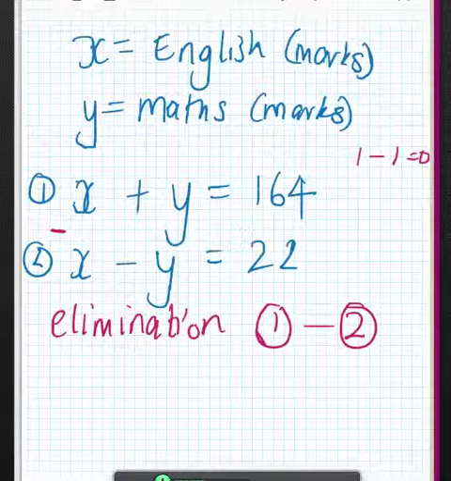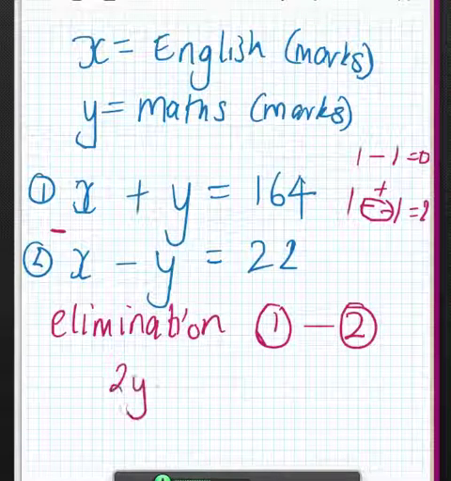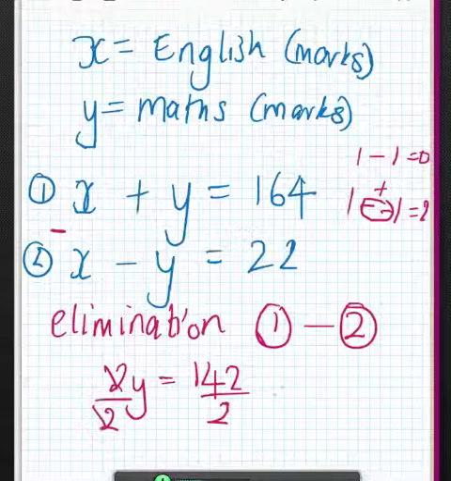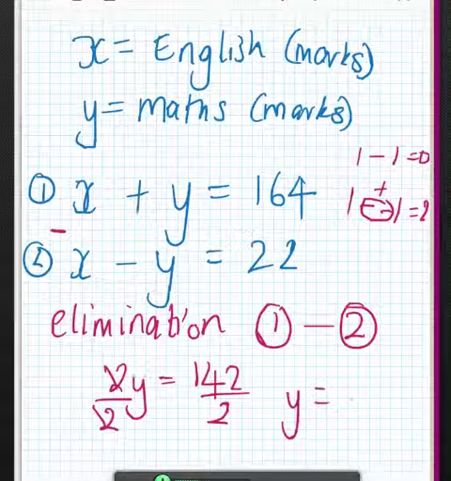Now here I've got 1Y, so 1 minus a negative 1, and that gives me 2. Two negatives make a positive. So I now have 2Y equals 164 take away 22, which gives me 142. And then my final step, divide by 2, that cancels out. So Y, we'll just do it over here. Half of 142 is 71.